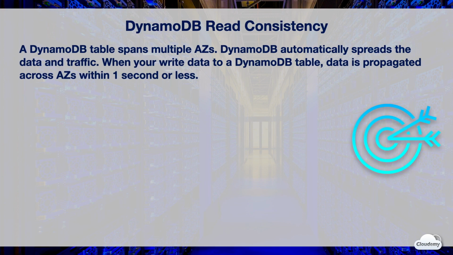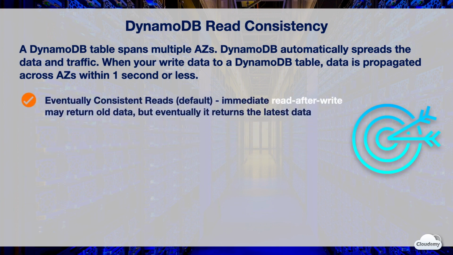A DynamoDB table spans multiple availability zones. When you write data to a DynamoDB table, DynamoDB automatically spreads the data and traffic across multiple AZs. Data is usually propagated across all AZs within a second. DynamoDB supports two consistency models. They're eventually consistent reads and strongly consistent reads. By default, all read requests are eventually consistent.